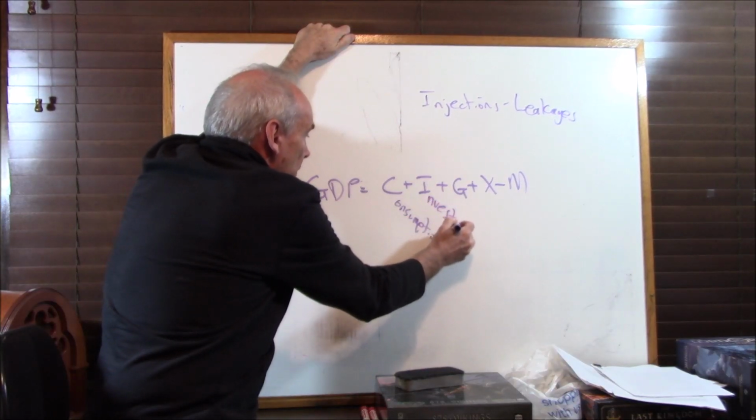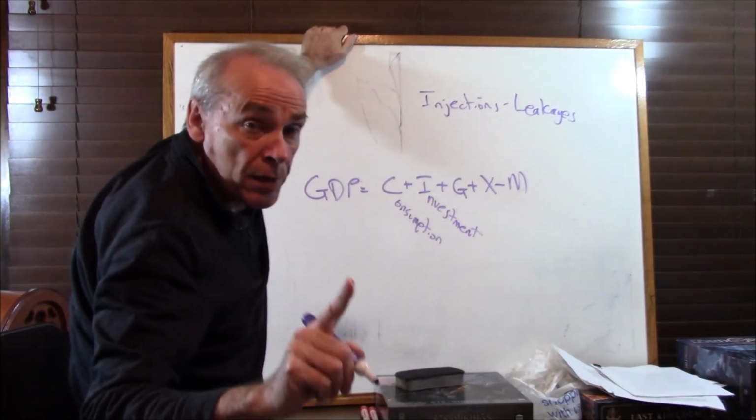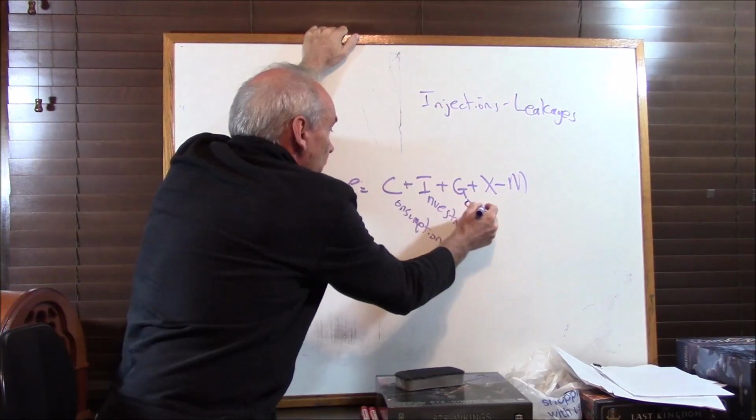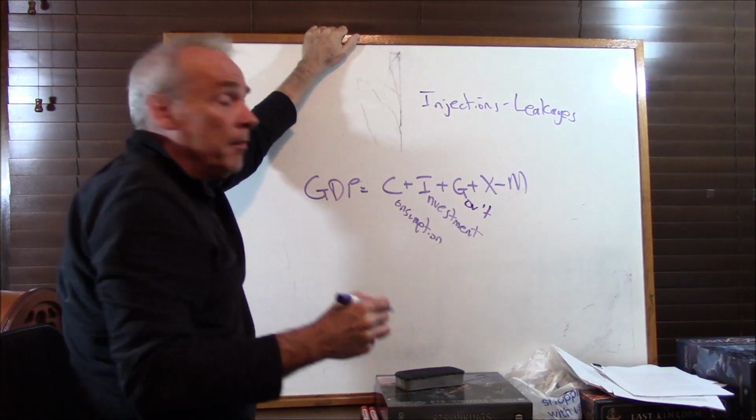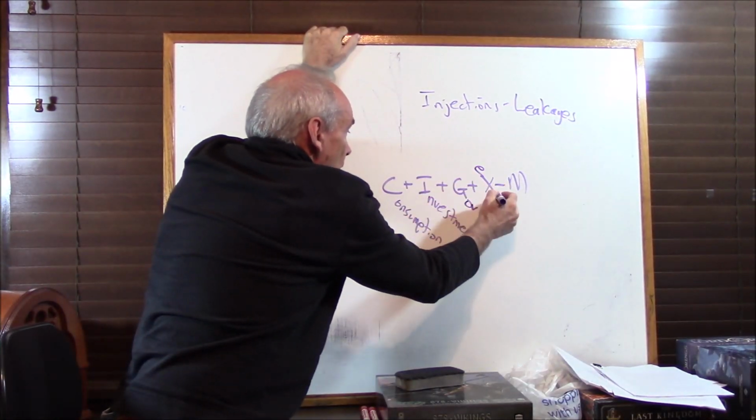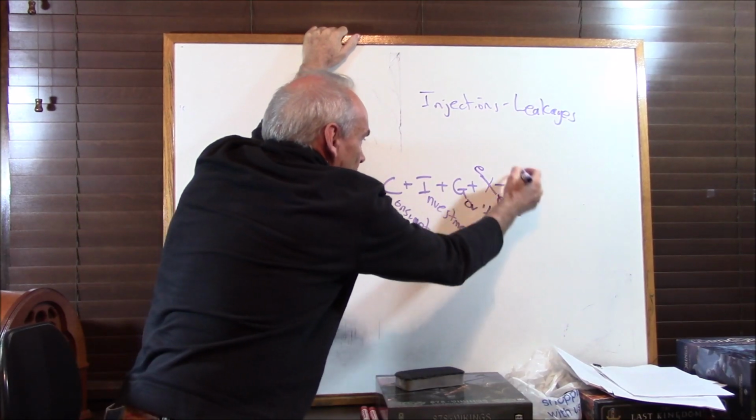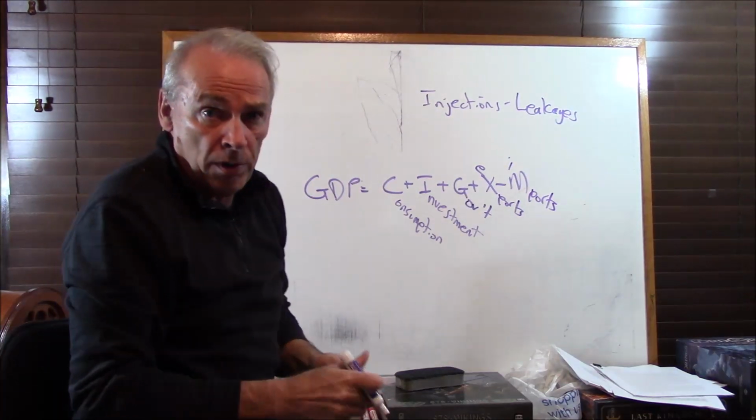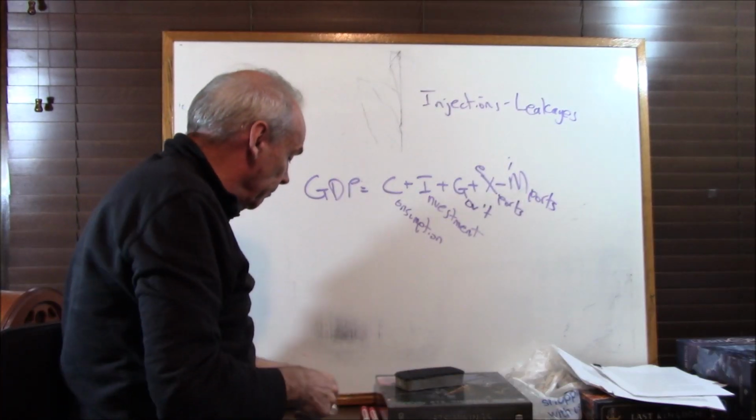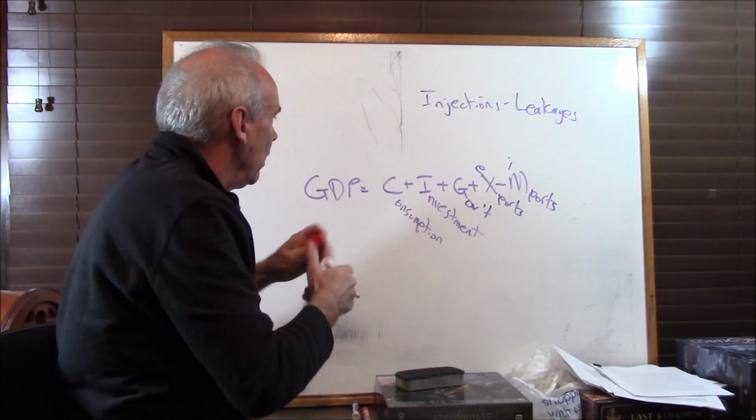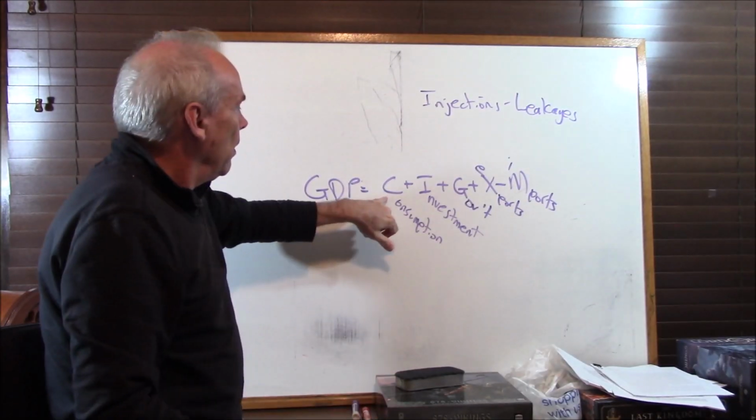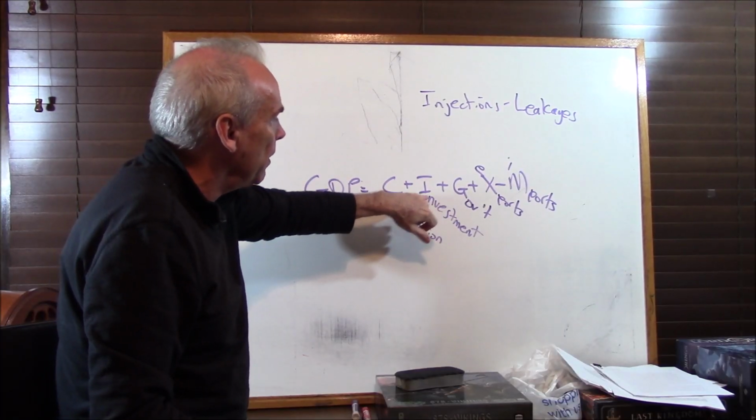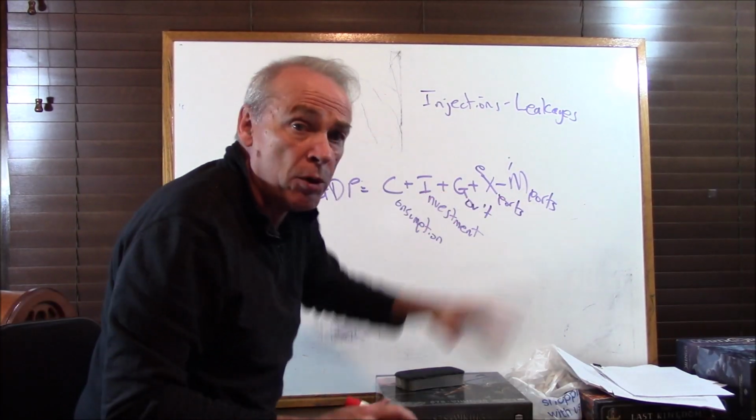Investment. And that's physical investment, not financial investment. It's physical investment. Government spending, that's exports, and we subtract imports, all right? So the total GDP is consumption spending plus investment spending plus government spending plus exports minus imports.